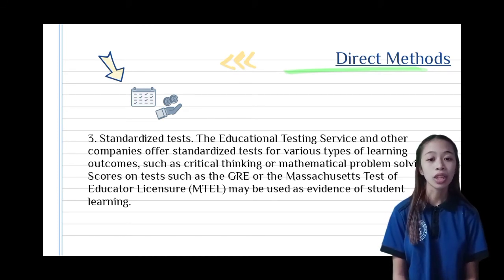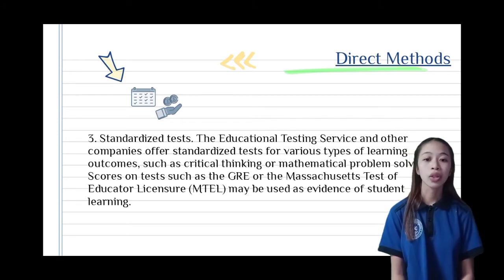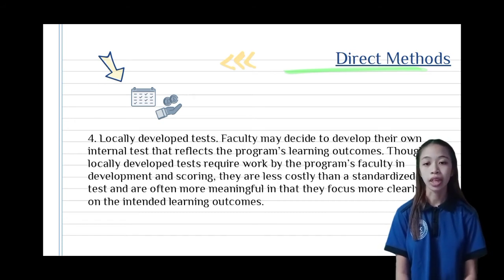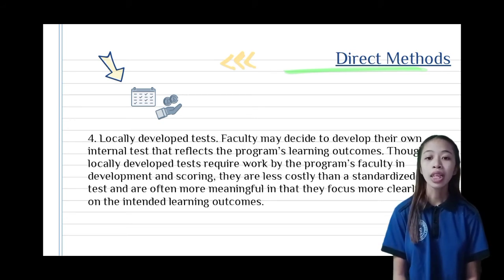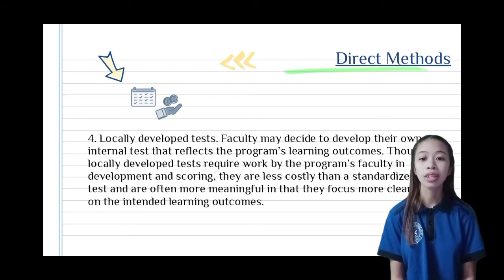Scores on tests such as the GRE or the Massachusetts Test of Educator Licensure may be used as the evidence of student learning. Fourth, locally developed tests. Faculty may decide to develop their own internal test that reflects the program's learning outcomes.